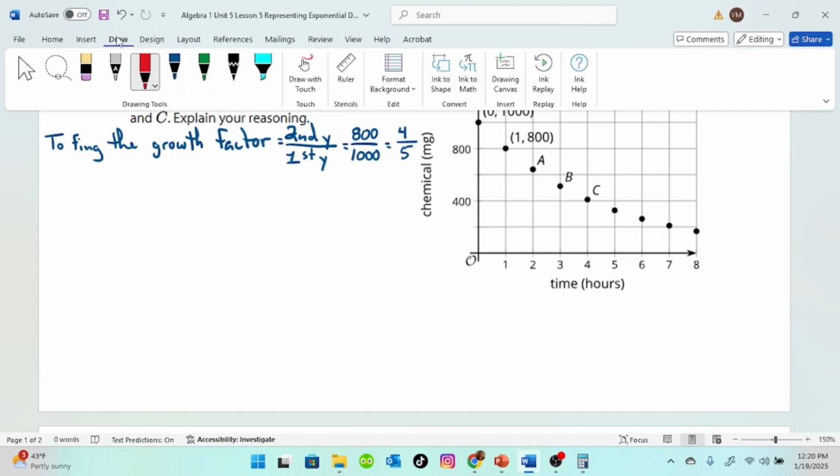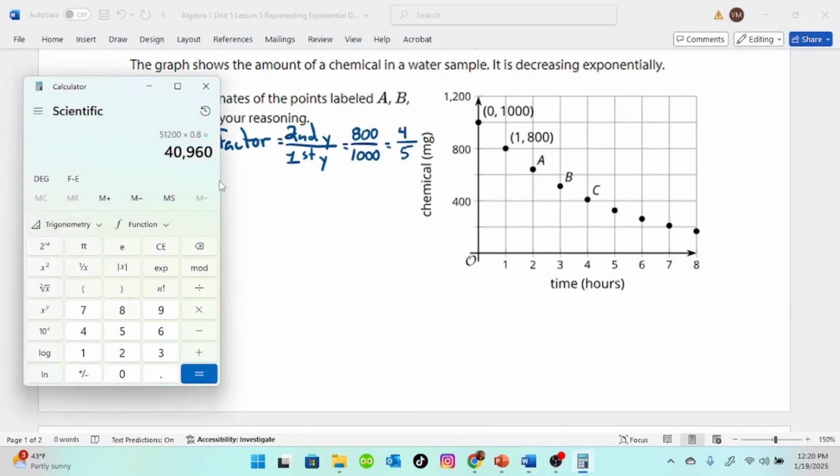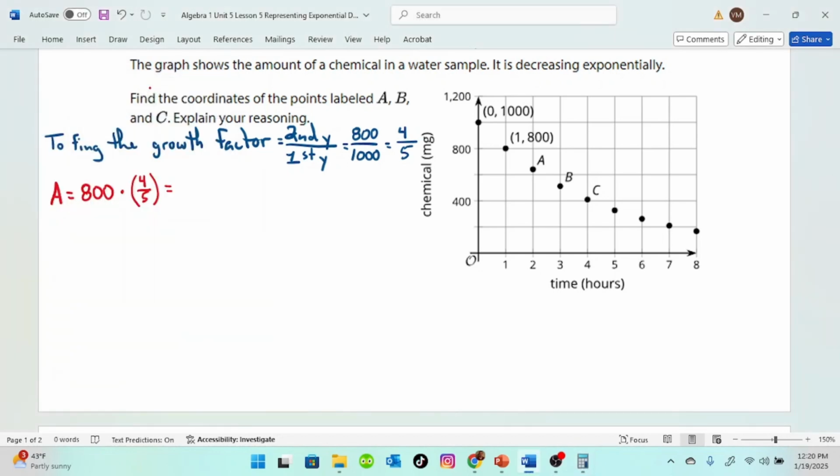Now, if I want to find point A, then point A is going to equal the 800 that we have on our second point times 4/5. So we can pull up a calculator. 800 times 4/5 is equal to 0.8. And that's going to give us 640. So the actual point, because x is increasing 1 each time, the point would now be 640.